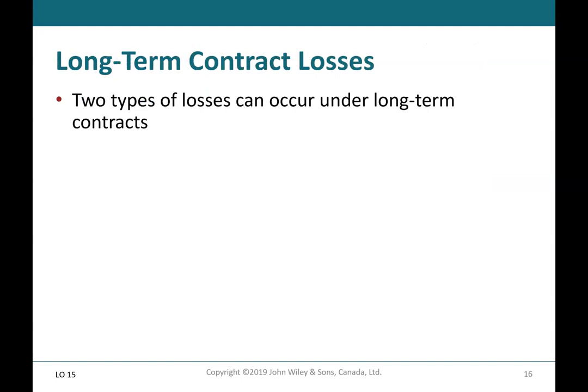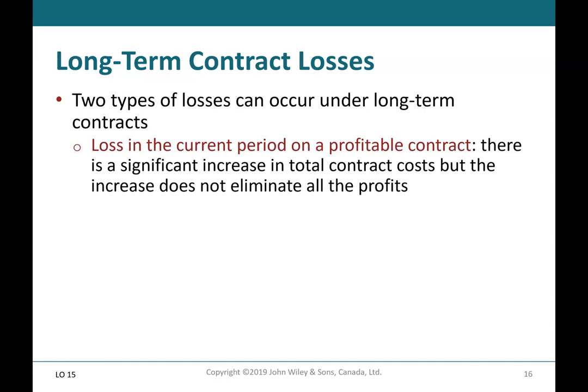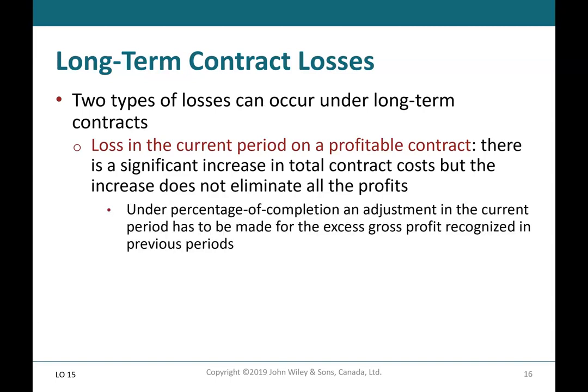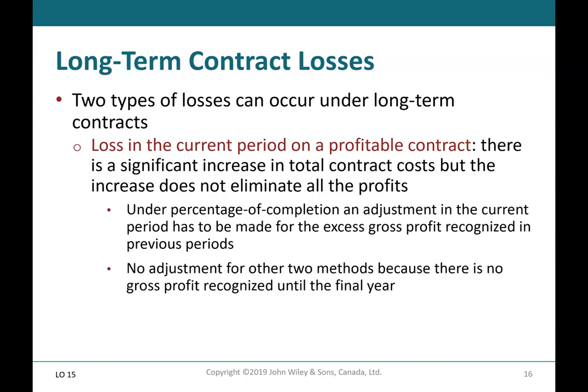Long-term contract losses. There are 2 types of losses that can occur under long-term contracts. Loss in the current period on a profitable contract: there is a significant increase in total contract costs, but the increase does not eliminate all the profits. Under percentage of completion, an adjustment in the current period has to be made for the excess gross profit recognized in previous periods. No adjustment for the other 2 methods because there is no gross profit recognized until the final year.